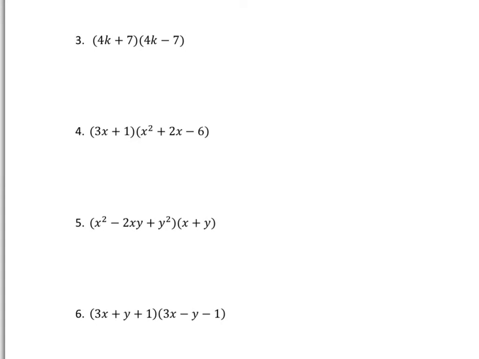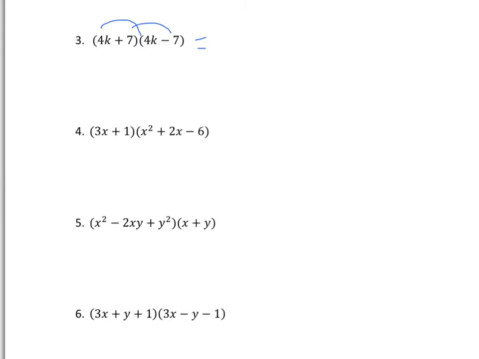Now, another special case here. If you see exact same terms, all that's changing is the sign in the middle. Notice the 4k is the same, the 7 is the same, all that's changing is that sign in the middle. That means all you have to do is take the first one squared, minus the second one squared, because your middle term is going to cancel out.